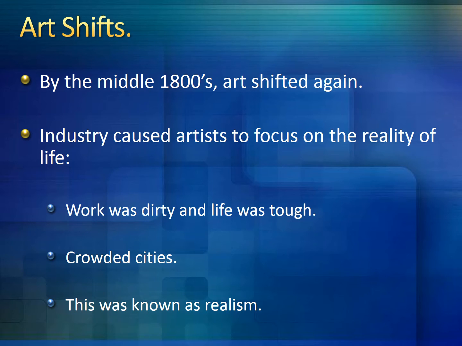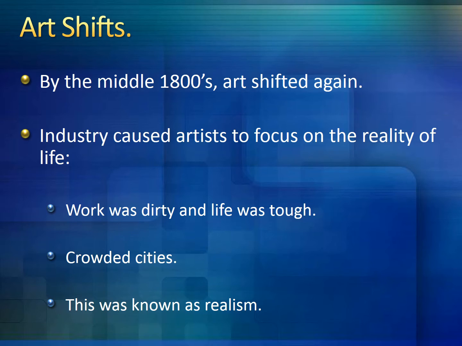So, Romanticism takes place in the early 1800s. By the middle of the 1800s, art is going to shift yet once again. With the impact of industry, and we're going to talk a little bit later this week about industrialization, artists began to focus on the reality of life during industrialization. Like I said, we'll talk about that a little bit later on this week.